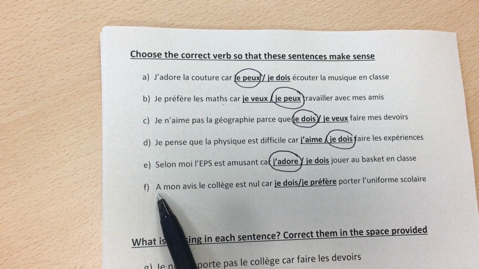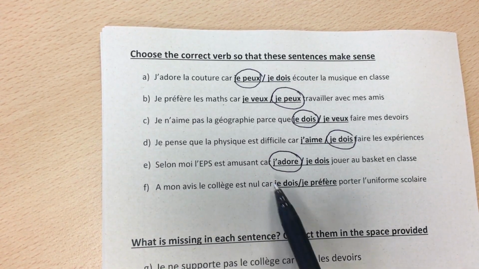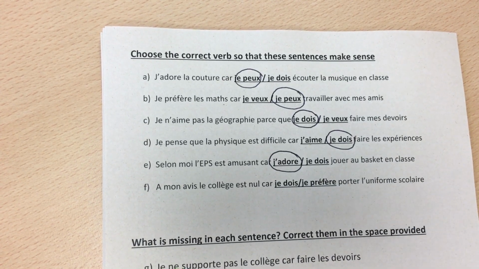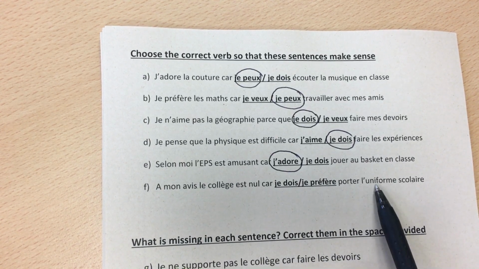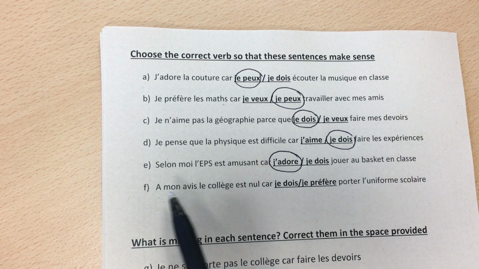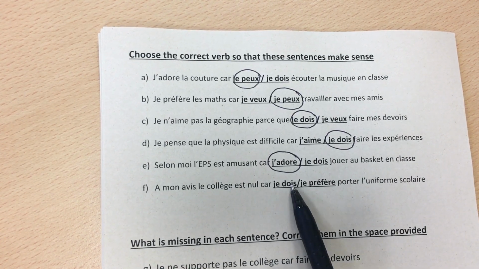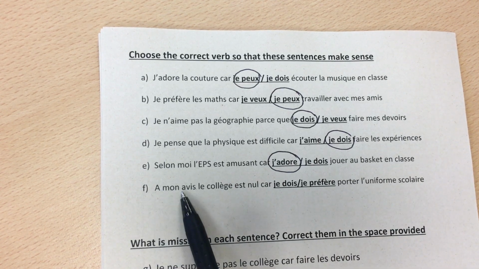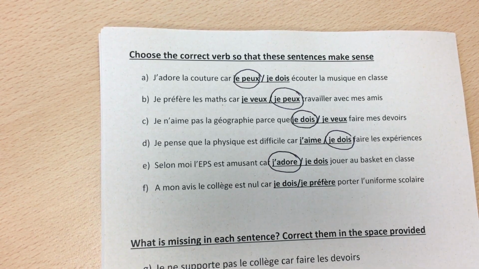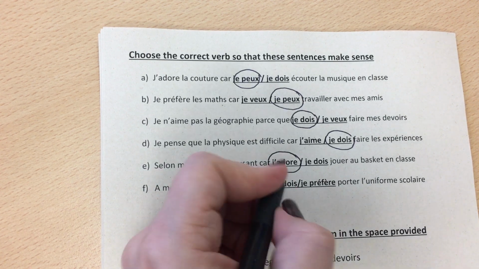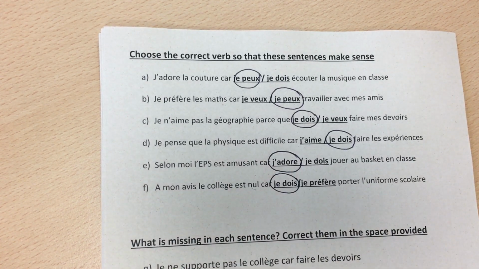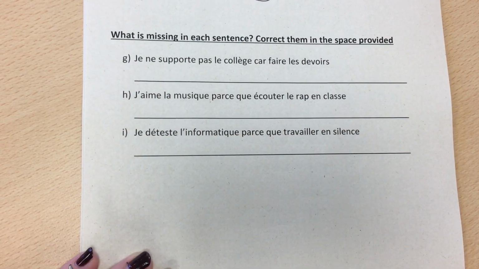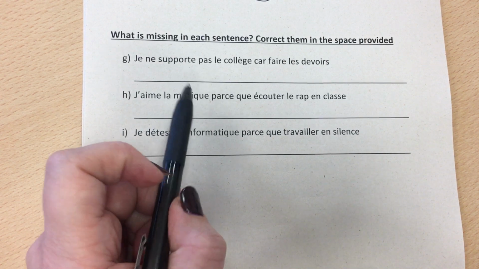And finally, exercise F. À mon avis, le collège est nul car je dois porter l'uniforme scolaire. Or, à mon avis, le collège est nul car je préfère porter l'uniforme scolaire. In my opinion, school is rubbish because I must wear a school uniform. In my opinion, school is rubbish because I prefer wearing the school uniform. Yeah, to match up to the adjective nul, rubbish, we're going to put in I must wear a school uniform. Brilliant.